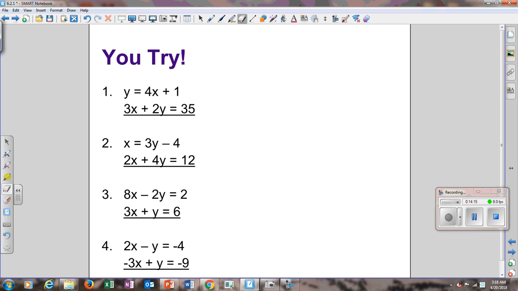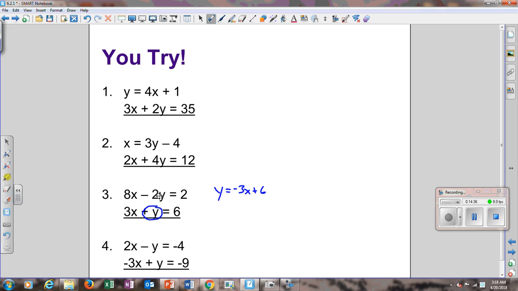Look at number 3. What should we get by itself? So I have an 8x, a 2y, a 3x, and just a y. That's the one we want to get by itself. We subtract the 3x over. Gives you y equals negative 3x plus 6.